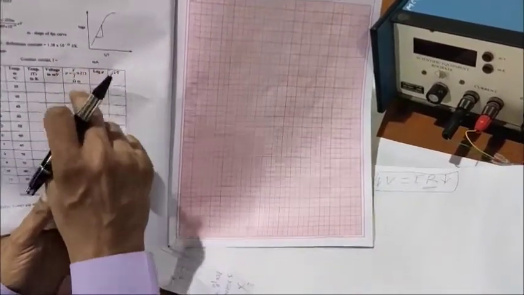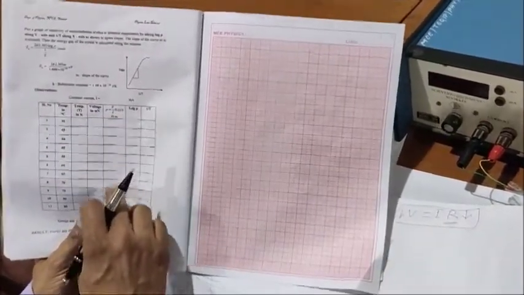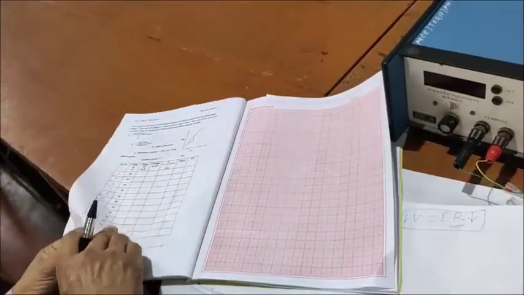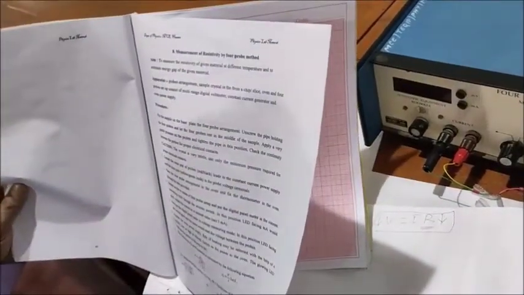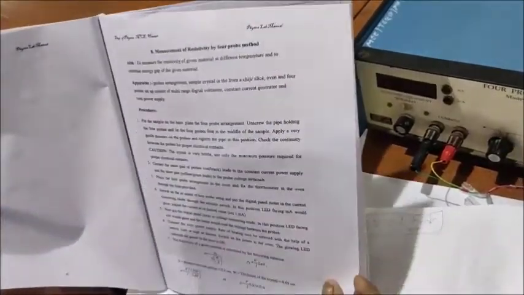by using this equation, after determining the different values of rho in a worksheet and tabulating here, we can observe that rho decreases. That is one observation of our experiment, to measure the resistivity of the given material at different temperatures. That's the first part of the experiment.